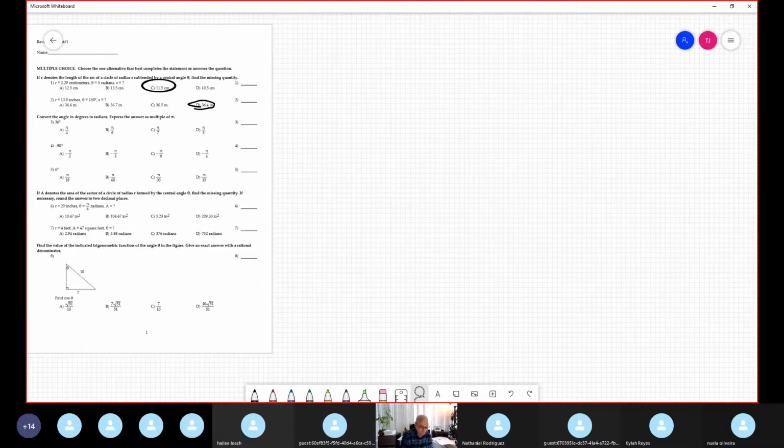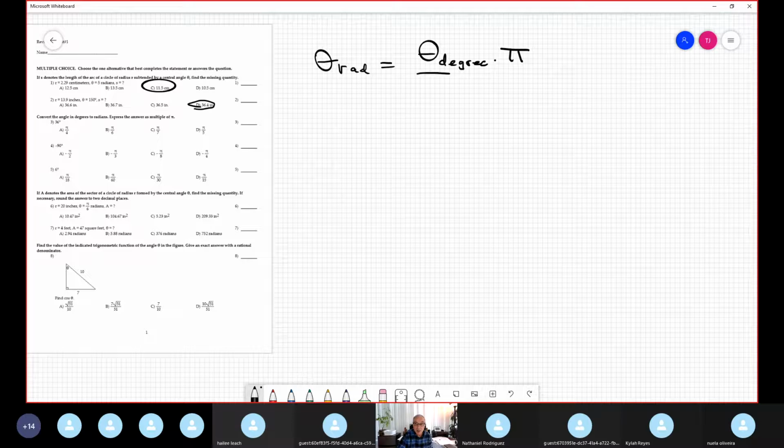Now, 3, 4, and 5 is super easy as conversion from degree to radian. And this is my super fantastic formula. Theta in radians is equal to theta in degrees multiplied by pi and divided by 180. Let's do it one by one. Number 3 is 36 degrees. So 36 times pi divided by 180.